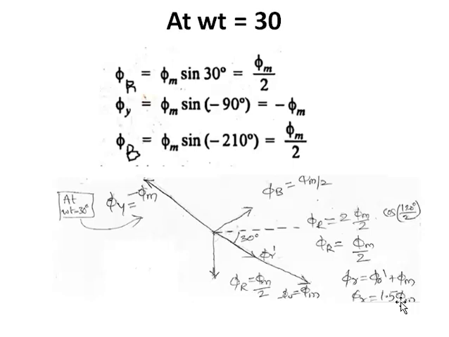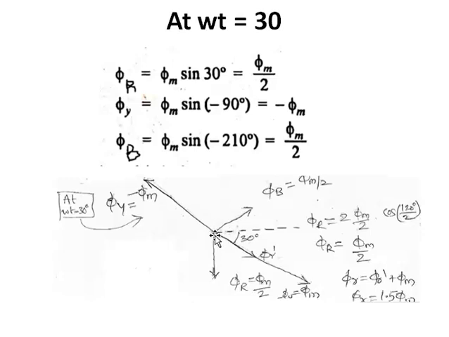So when omega t is equal to 30 degrees, the resulting flux moved by 30 degrees, but its magnitude remained the same. Similarly, if you take omega t equal to 60 degrees, you calculate phi r equal to phi m sine of 60, phi y equal to phi m sine of 60 minus 120, and phi b equal to phi m sine of 60 minus 240. If you do the same calculation, draw the phasor diagram and add the three fluxes, the magnitude will remain 1.5 phi m, but the resulting vector will move by another 60 degrees. And if you take omega t equal to 90 degrees, the resulting vector will be like this, 1.5 phi m, and the angle would be 90 degrees.